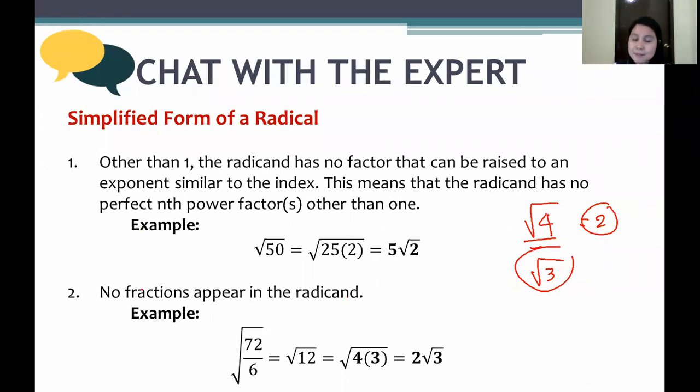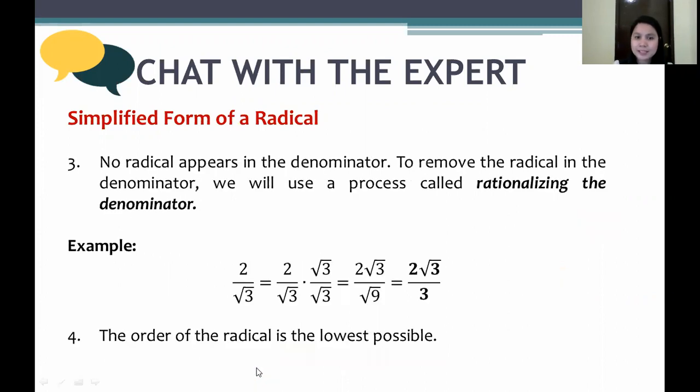Next, it's simplified when there are no fractions appearing in the radicand. For example, if it's like this, you simplify it to a whole number. The next one, it's in simplified form if there's no radical sign in the denominator. How to rationalize it? You multiply it by the same number. I'll talk more on this next week in the multiplication of radicals.